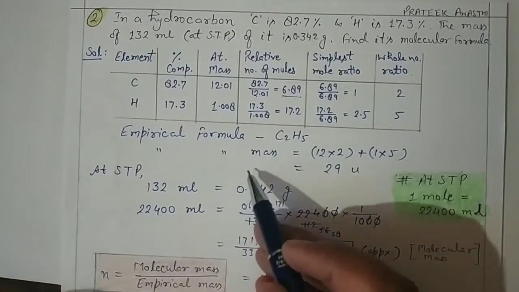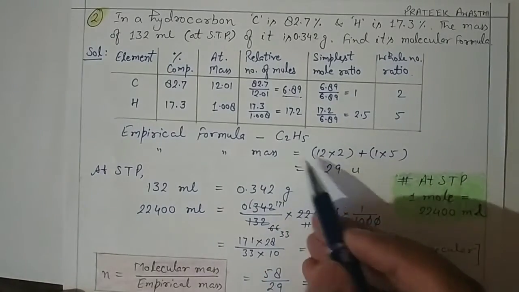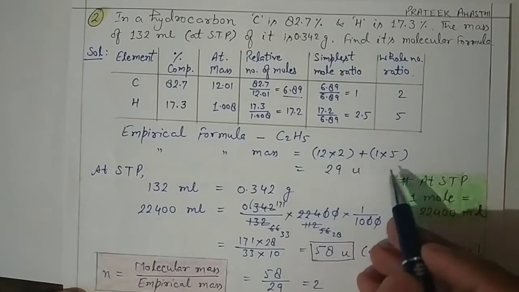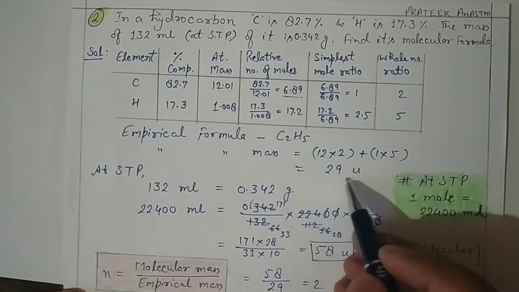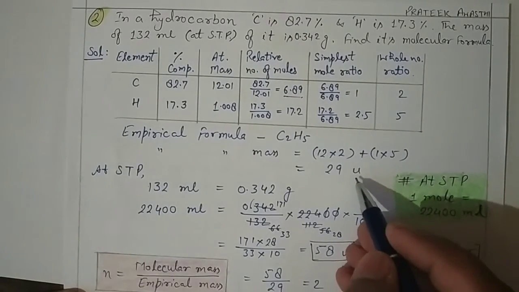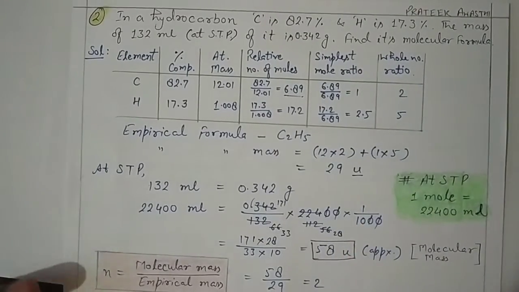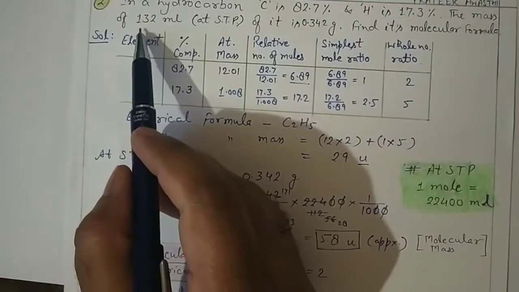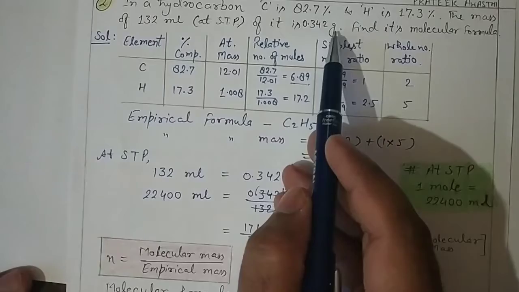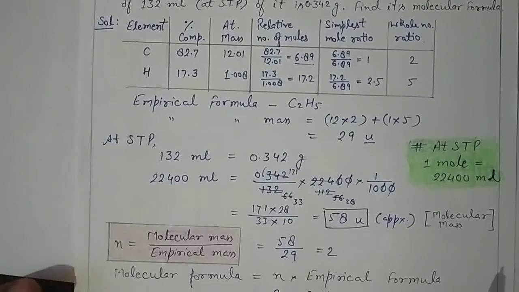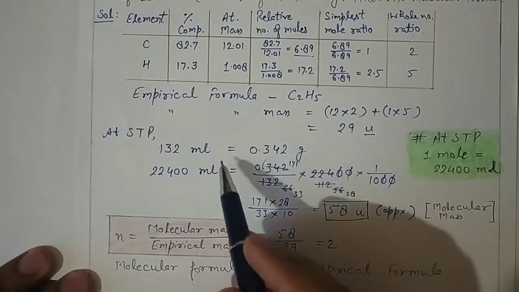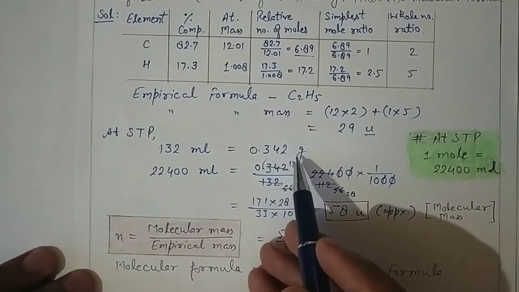Then we calculate the empirical formula mass, that is carbon has atomic mass 12, 12 into 2 atoms plus hydrogen 1 into 5, that would become 29 unit. As we know, atomic mass unit is now represented by u only. Now the question was given that at STP 132 ml is equal to 0.342 gram. So the mass of the compound is 0.342 gram.